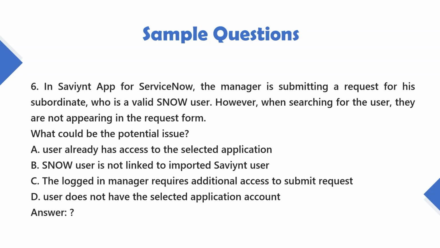6. In Saviynt app for ServiceNow, the manager is submitting a request for his subordinate, who is a valid SNO user. However, when searching for the user, they are not appearing in the request form. What could be the potential issue? A. User already has access to the selected application. B. SNO user is not linked to imported Saviynt user. C. The logged-in manager requires additional access to submit request. D. The user does not have the selected application account.